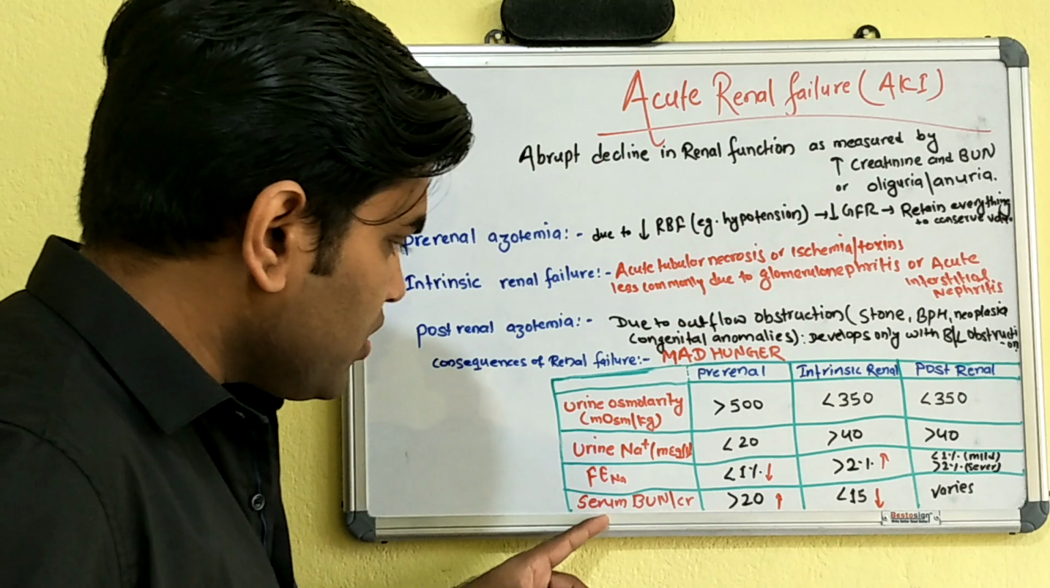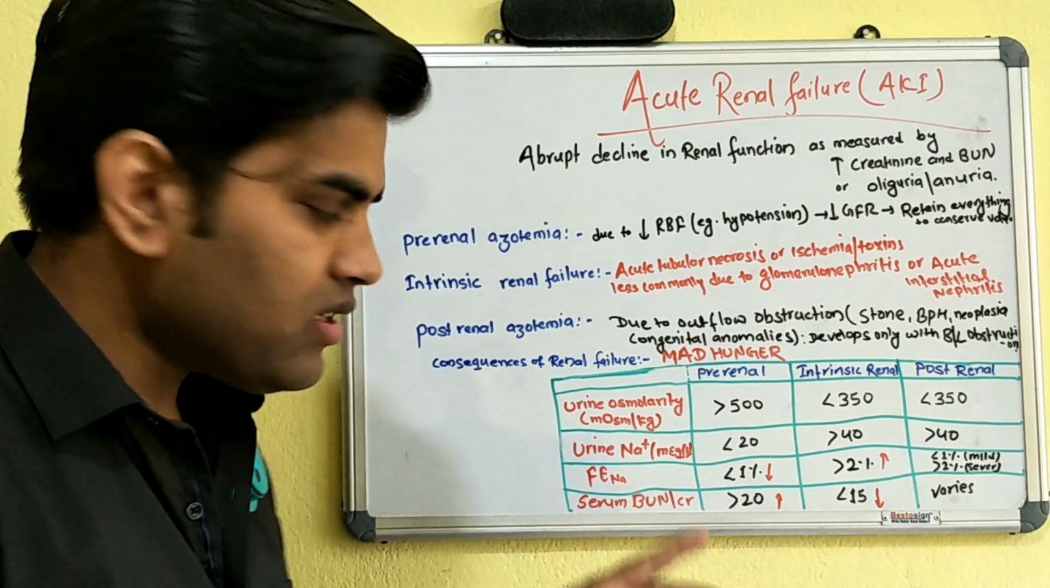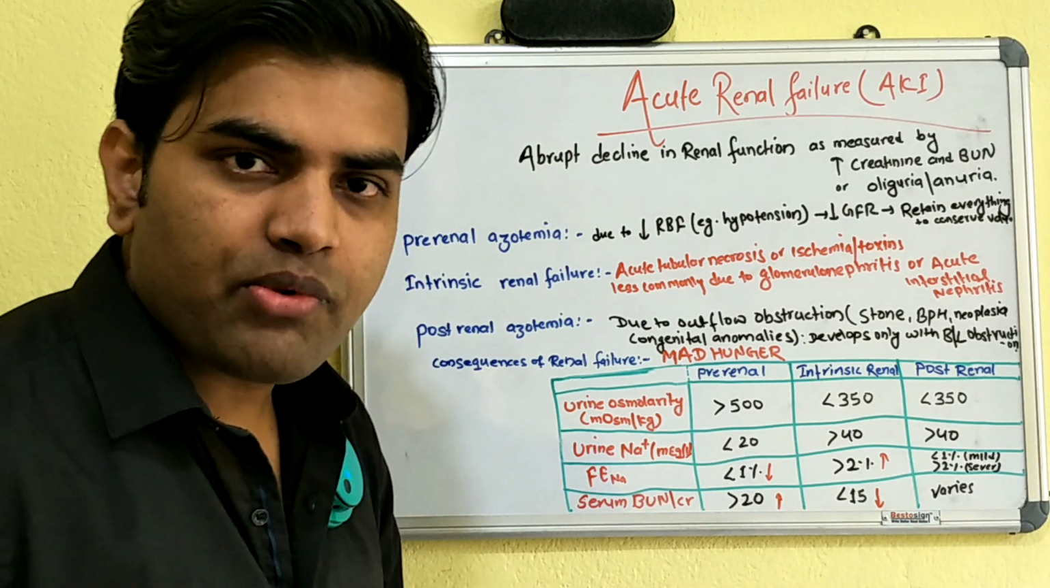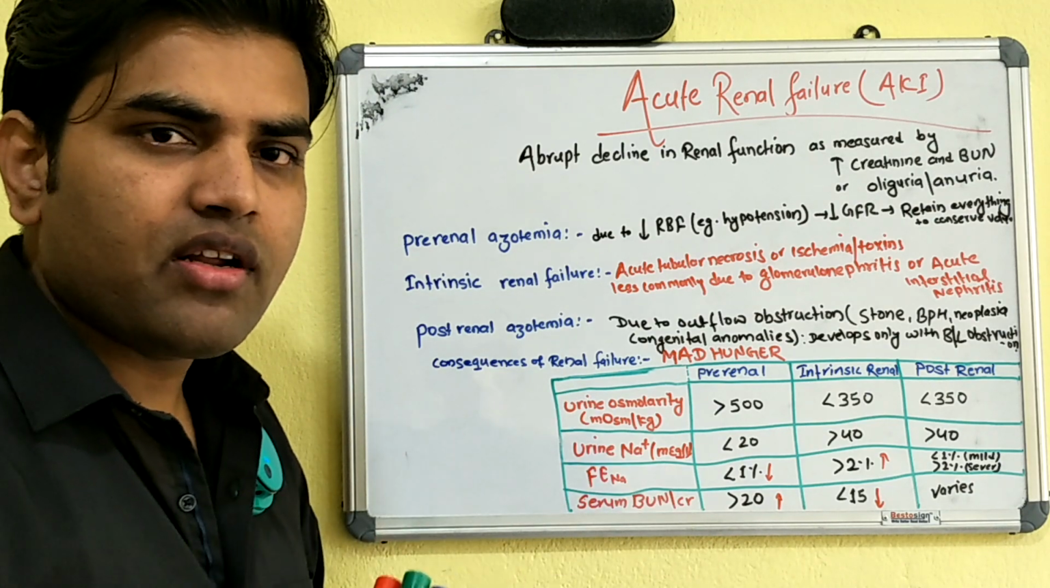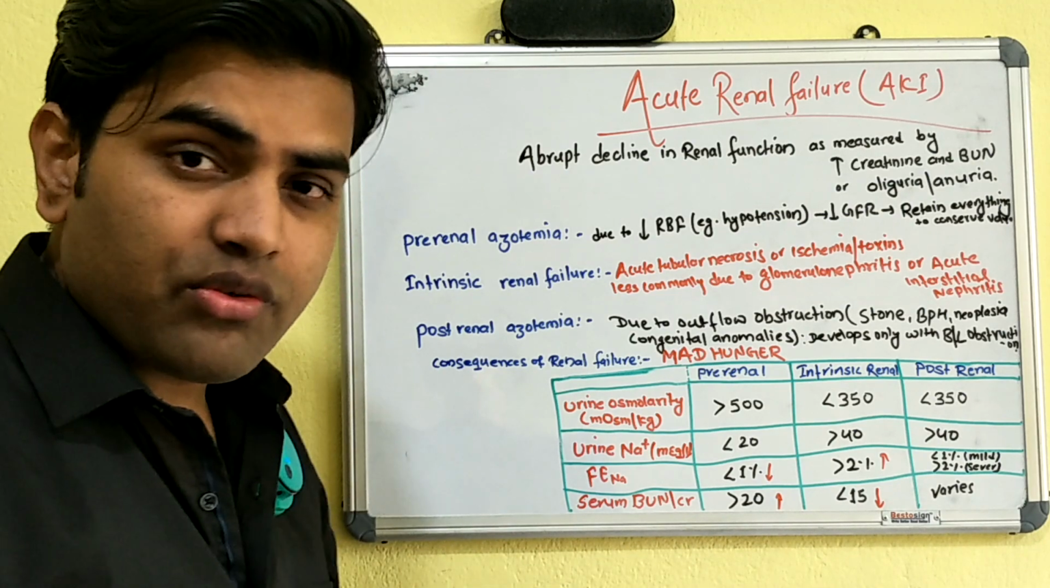And then the serum BUN and creatinine ratio. As creatinine is not reabsorbed in our kidney, it is only secreted, so we measure it as our GFR, okay, and compare with inulin and GFR.